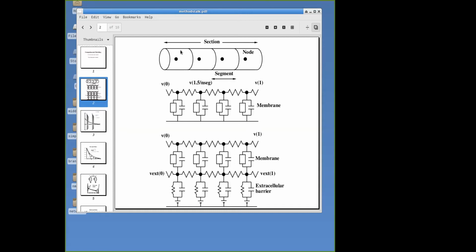Why the centers of segments? Because our integration scheme, our discretization scheme, uses the second order spatial derivative, and that means that it's second order accurate. We're using a second order spatial difference method, which means that solutions will be second order precise at these internal nodes, and that we can do linear interpolation between adjacent nodes, say for membrane potential.